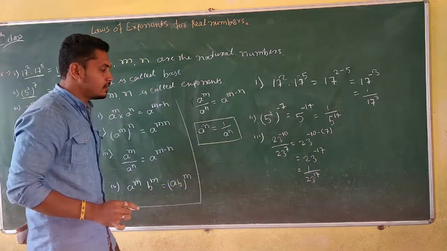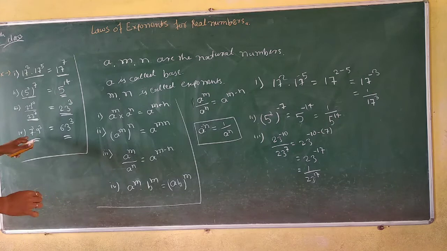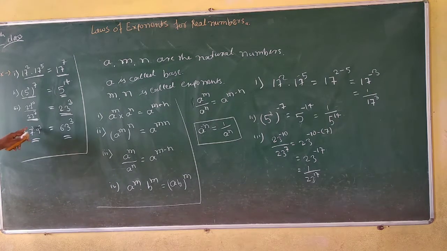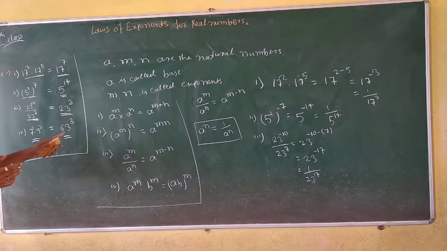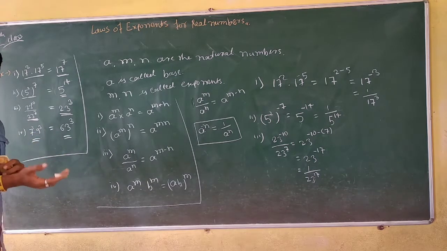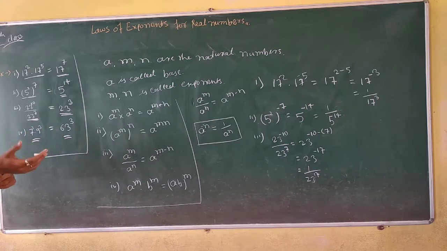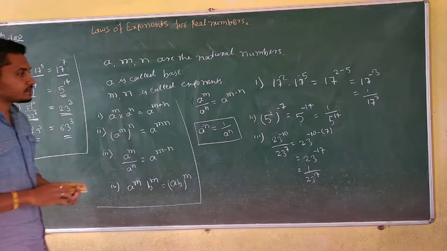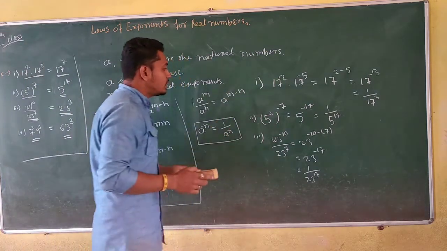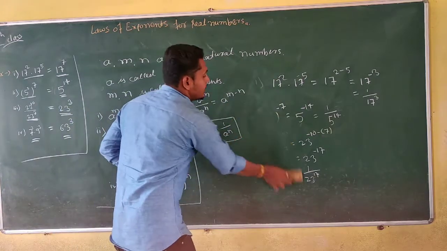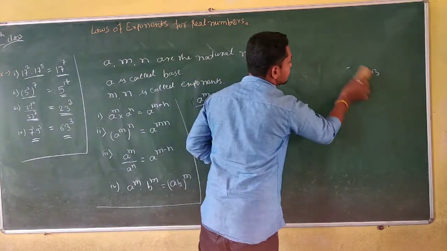Is it right? Next one is 7 to the minus 3 into 9 to the minus 3, which is equal to 63 to the minus 3. And 63 to the minus 3 we can write as 1 divided by 63 to the 3. Is it right? So I hope you understood. And next concept is, see here.